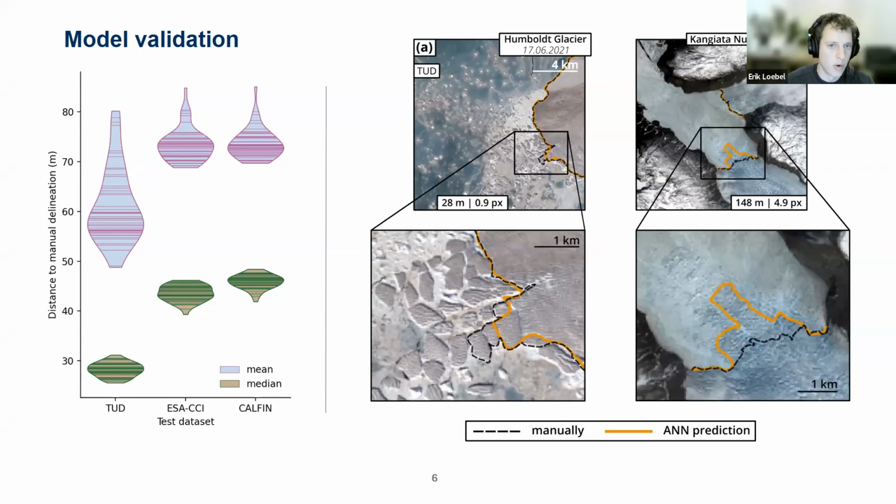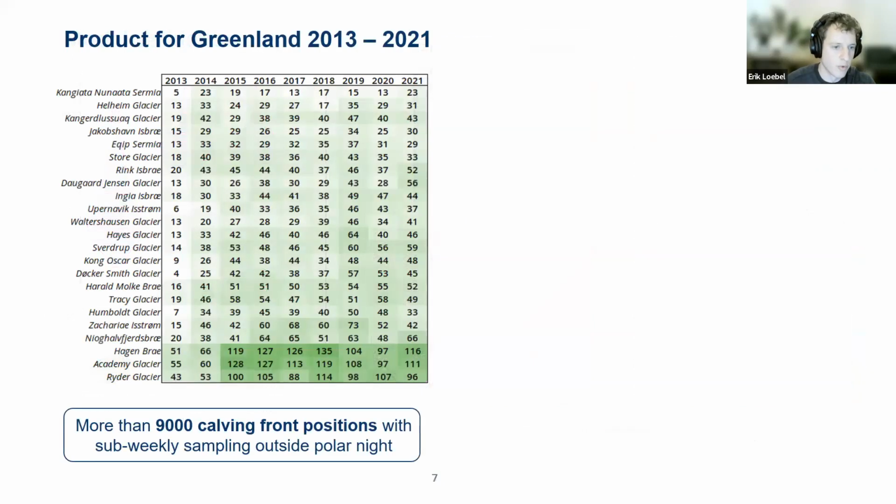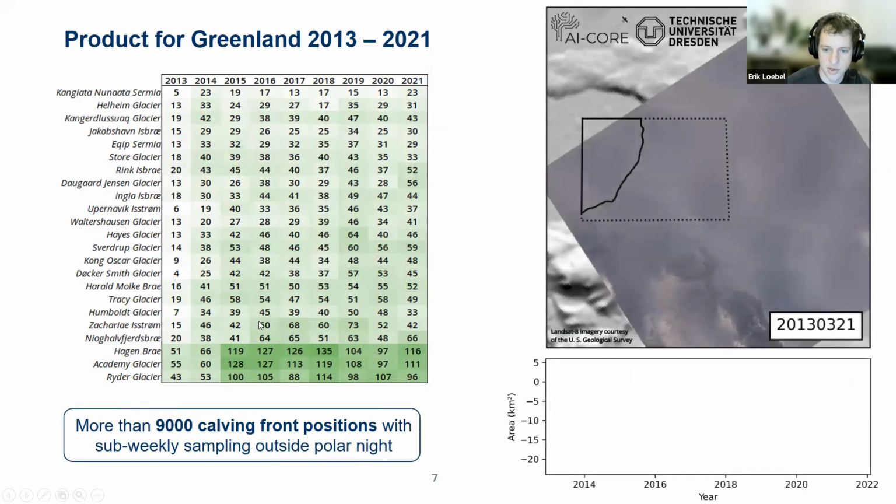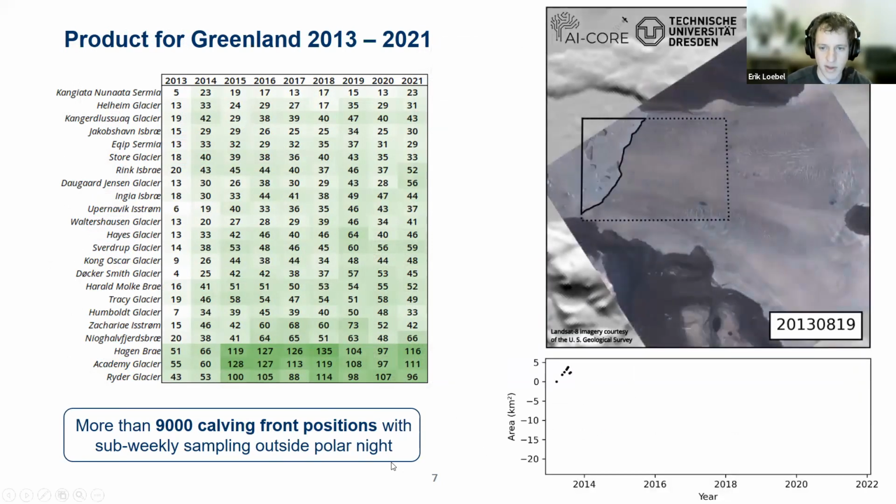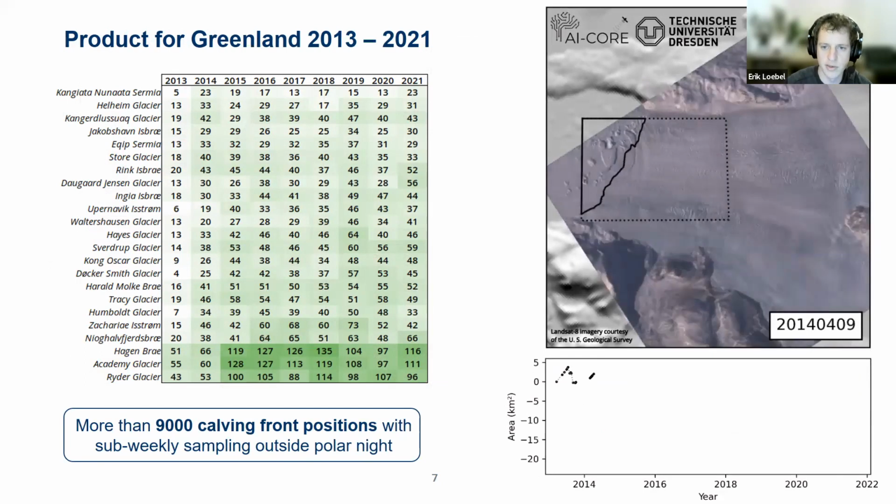So now that we know that this algorithm is working well, we apply it to Greenland. This figure now shows basically the product we have for Greenland glaciers. You see for almost all of our glaciers, we have sub-weekly sampling outside polar night. And I'm showing here one example. This is Sverdrup Glacier in West Greenland.